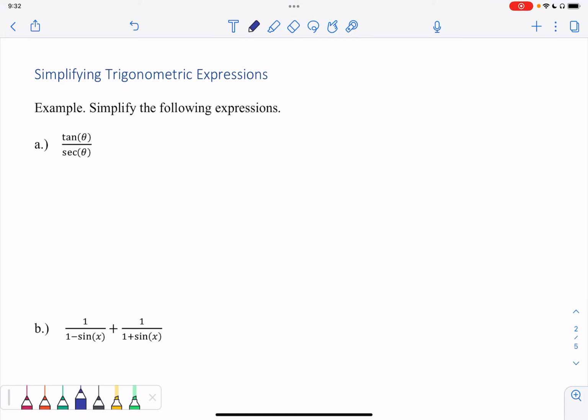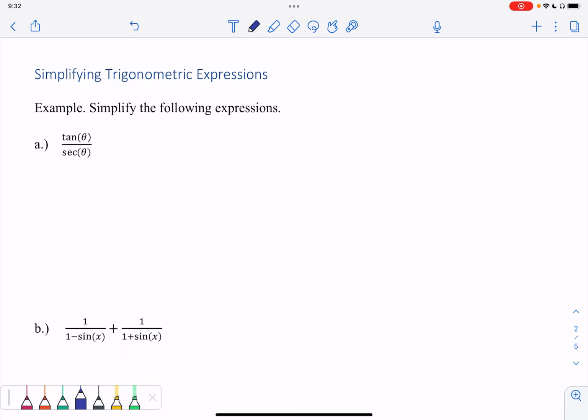Simplifying trigonometric expressions. So we are going to start by simplifying trigonometric expressions to get us ready to prove trigonometric identities. The reason is that it helps us start out a little slower, and it helps us practice some techniques that will be helpful when we go to prove those identities. So let's start with tangent of theta over secant theta.